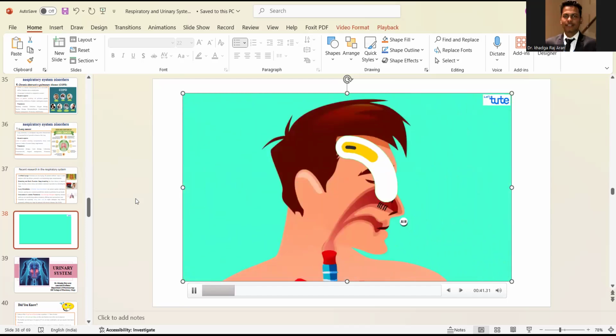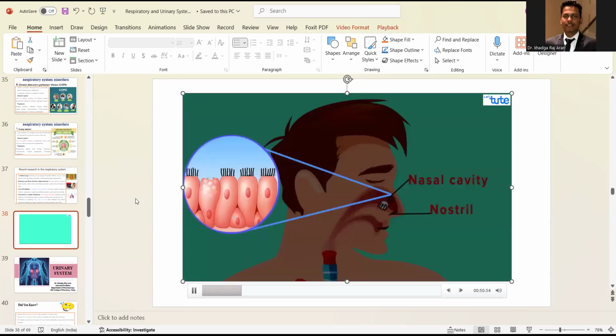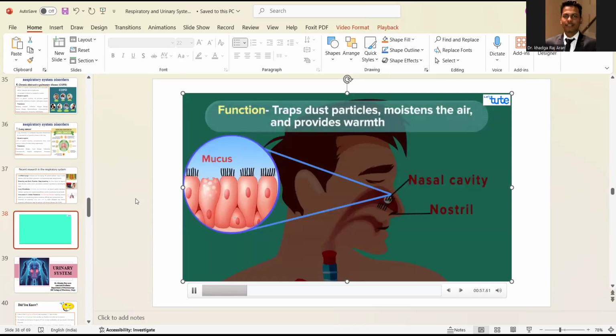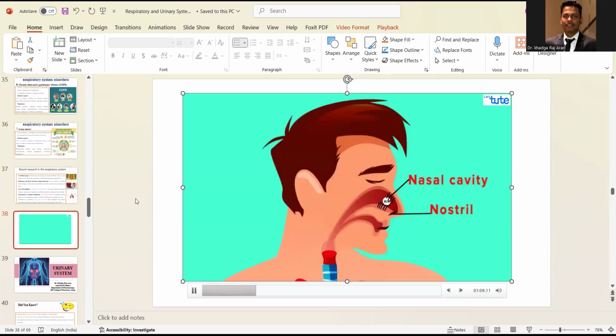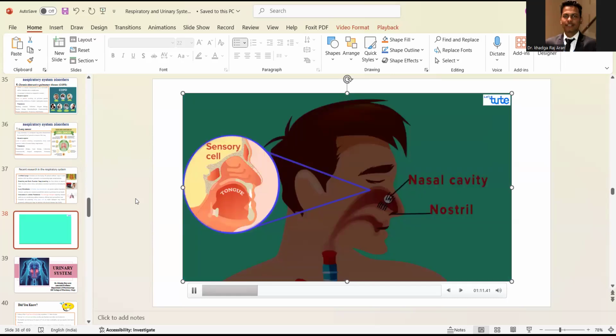The air enters the human body through the nostrils, which then passes through the nasal cavity. The air is filtered by specialized hair-like structures in the nasal cavity called cilia. The cells of the nasal cavity secrete mucus, which helps to trap dust particles and blocks them from moving ahead. The nasal cavity also provides warmth and adds moisture to the air. The nasal cavity has specialized sensory cells that are sensitive to smell and odor.